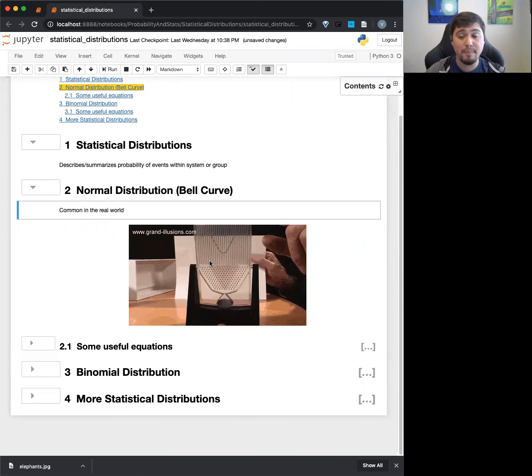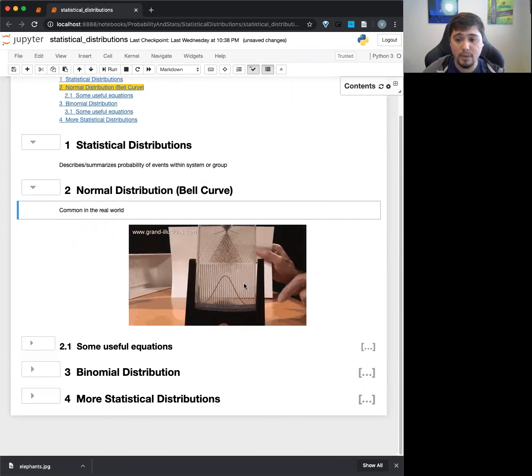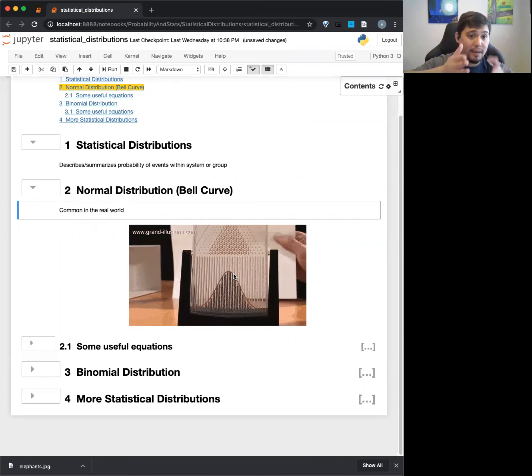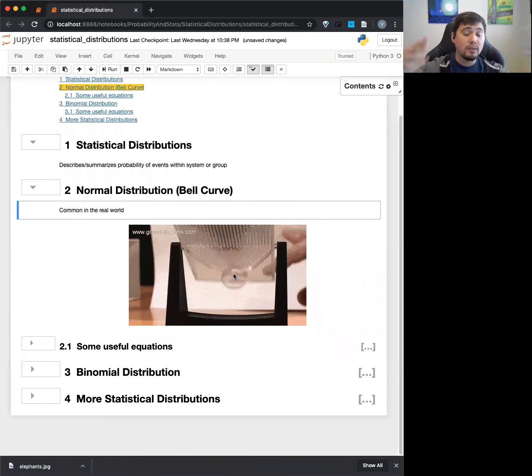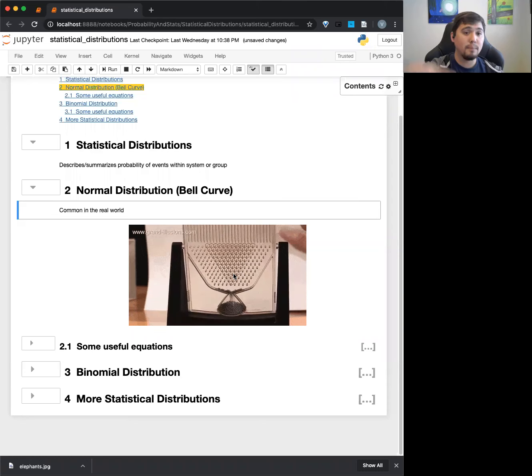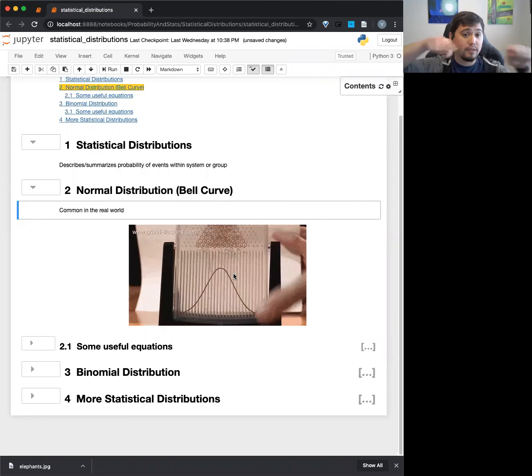Pretty cool. It's basically about the randomness, where what we're seeing is that most balls fall in the middle versus on the very edge. The reason this happens, at least in this situation, is that when the ball hits a peg, it can either go left or right.